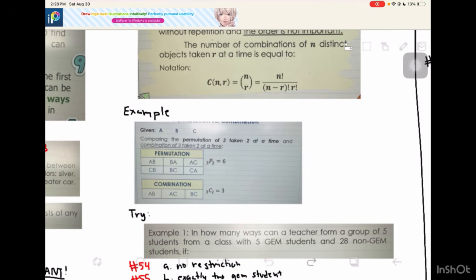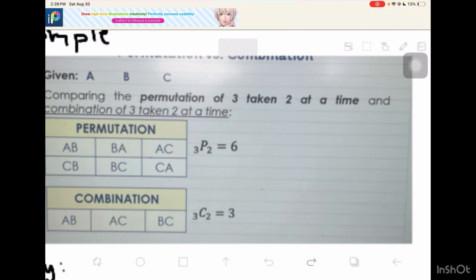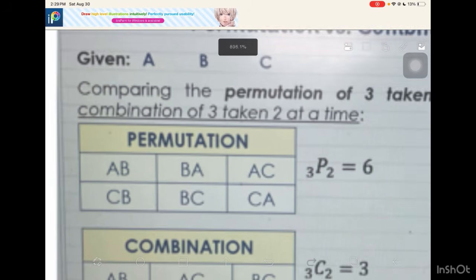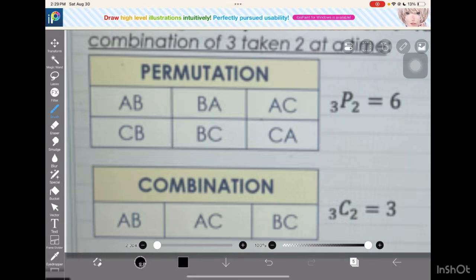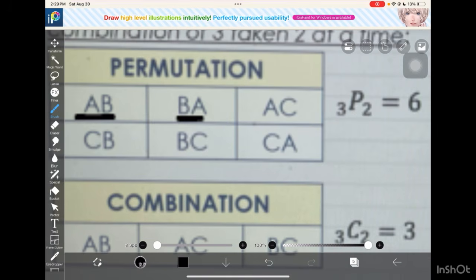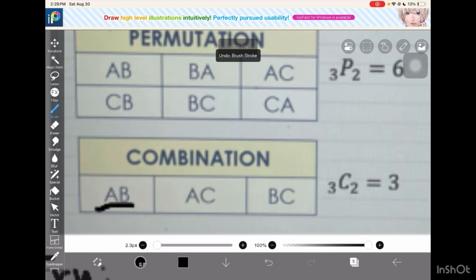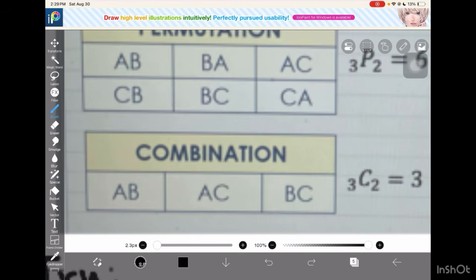Visually speaking, let's compare the permutation versus the combination of three taken two at a time. For permutation, we have AB and BA. Since order is important, AB and BA are not the same, because the letters are swapped. However, in combination, AB and BA are the same because order doesn't matter. It counts them as one. Similar with AC and CA, and with CB and BC.